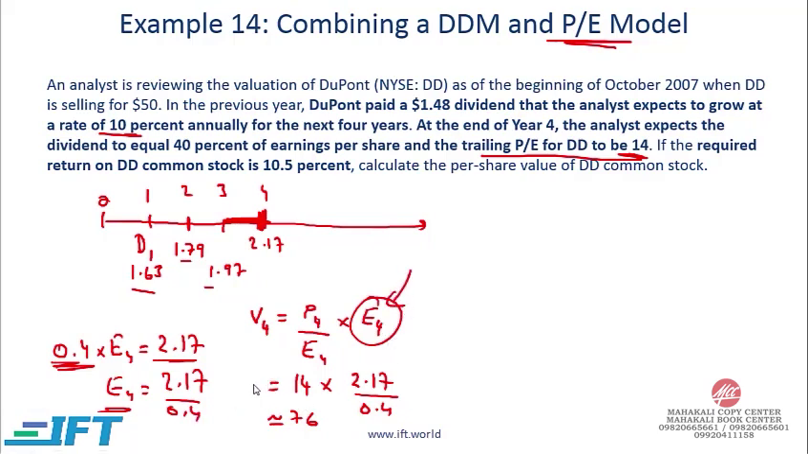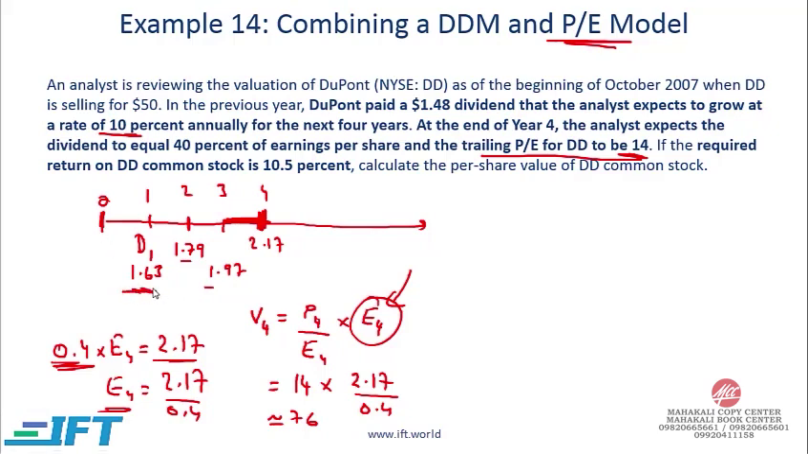The value at the end of period 4, which is our estimate for the price at the end of year 4, is the PE ratio, the trailing PE ratio of 14, multiplied by the earnings for period 4, 2.17 over 0.4. And when you solve, you will get approximately 76. So as an investor sitting at time 0, you can use 5 cash flows. And this is what you would plug into your cash flow register.